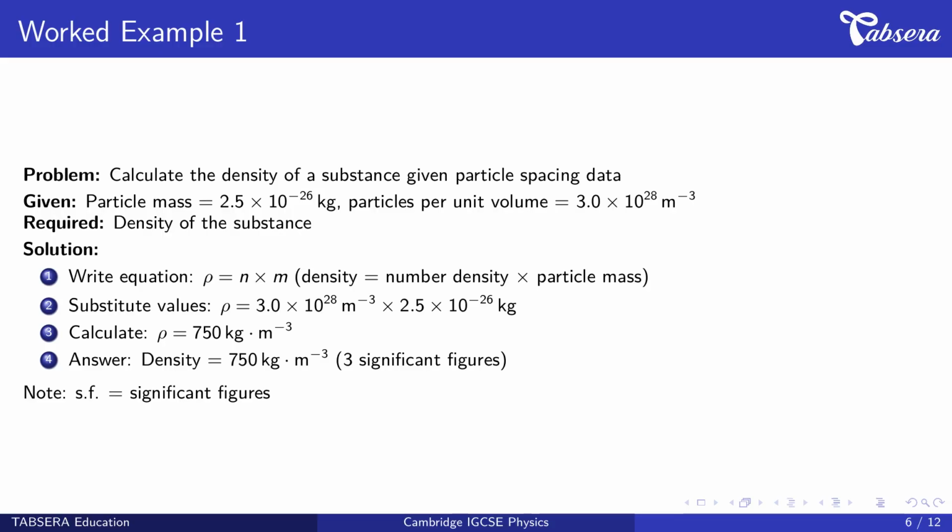Step 2. Substitute the values. We write rho equals 3.0 times 10 to the 28 per cubic meter, multiplied by 2.5 times 10 to the minus 26 kilograms. Step 3. Calculate. Multiplying these values gives 750 kilograms per cubic meter. Step 4. State the answer. The result is 750 kilograms per cubic meter to three significant figures.